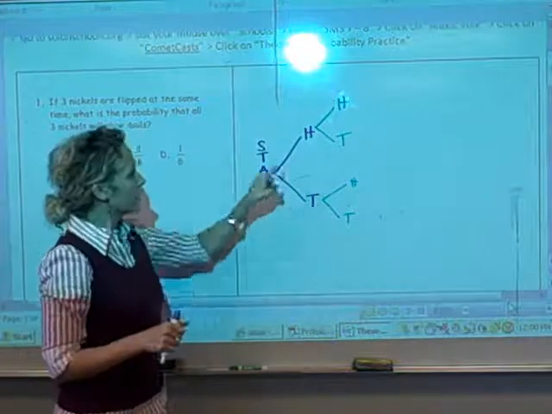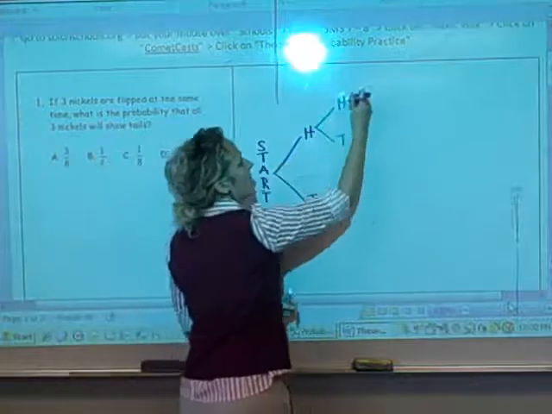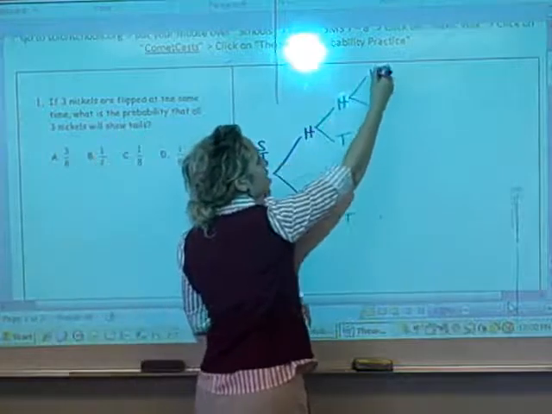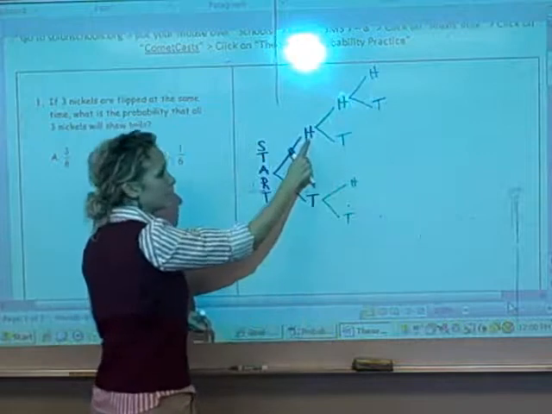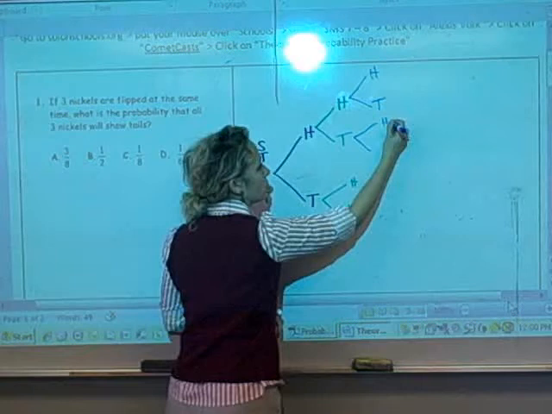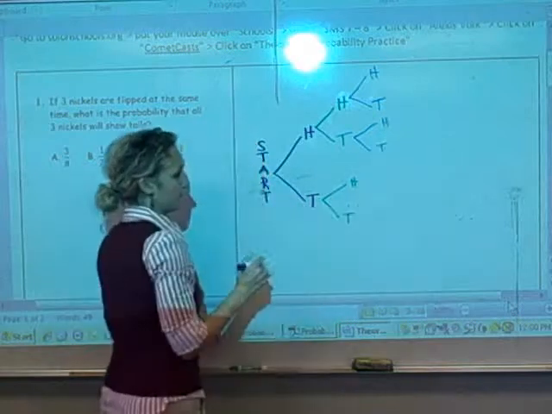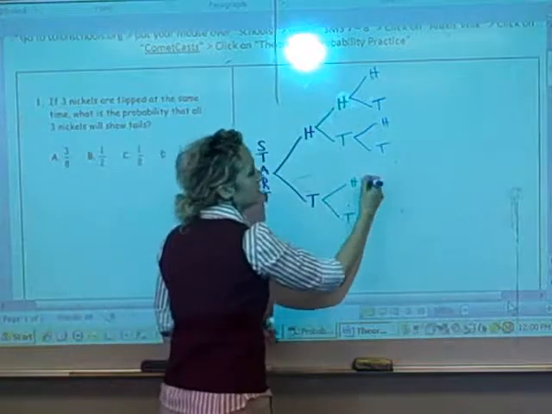And when I flip, I could flip my coin and get heads. Flip my coin and get another heads, or I could flip my coin a third time and get a heads or a tails. Or I could have done heads on the first coin, tails on the second coin, then heads or tails on the third coin. And then same, I'm going to add another heads or tails off of each of these.